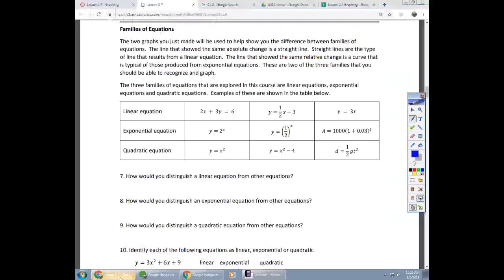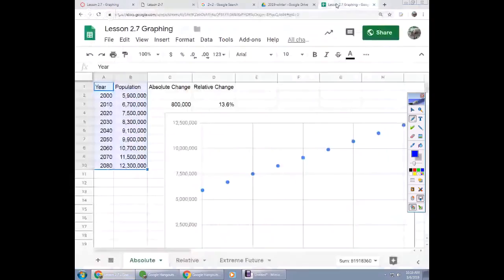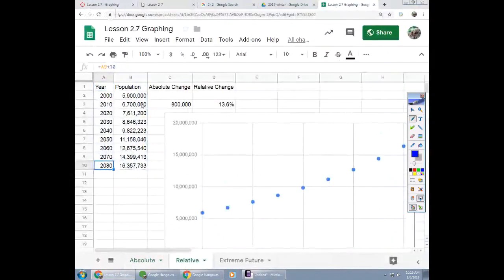Now, if you multiply by a number over and over again, as we did in our spreadsheet, I'm going to go back to that. Spreadsheets, relative change. So this formula said, hey, take the previous number and multiply by 1.136. What did this formula say? This formula said, hey, take the previous number and multiply by 1.136. And we just kept doing that over and over again.